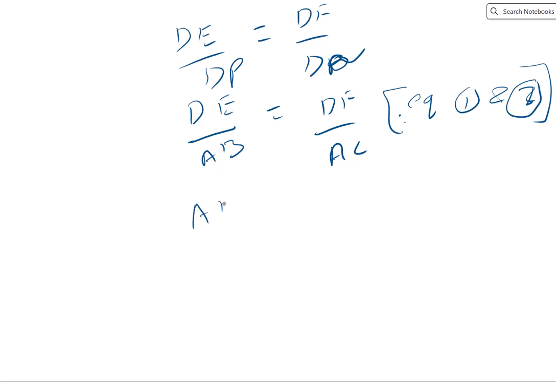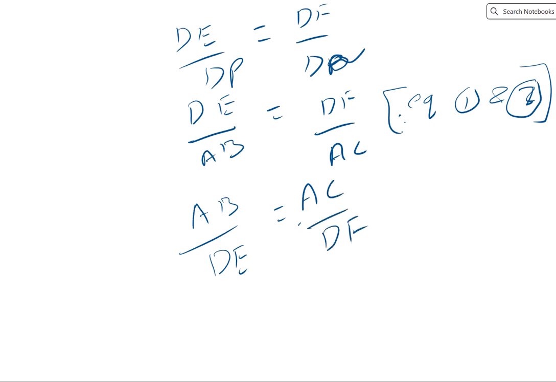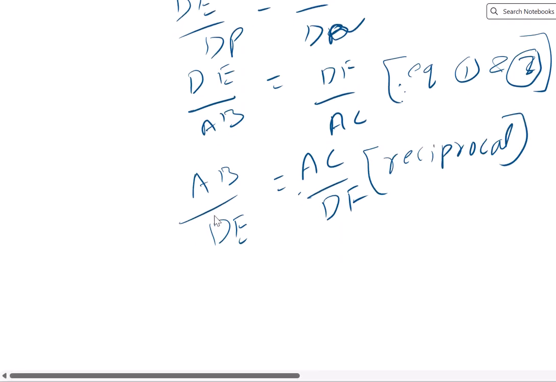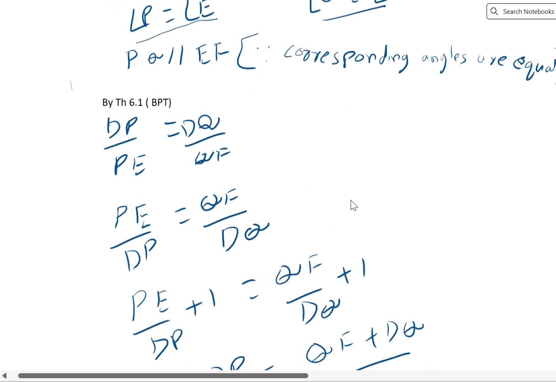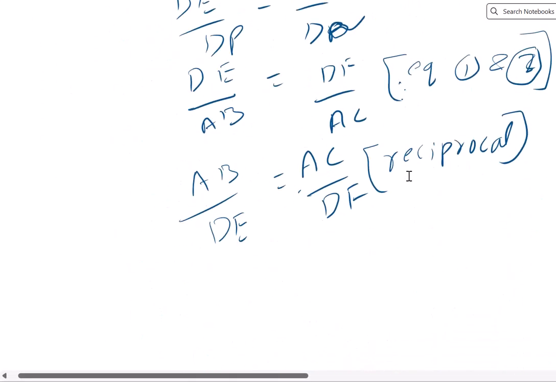Now we are reciprocating: AB upon DE is equal to AC upon DF. Now see what has happened. AB upon DE equals AC upon DF. Let's go back to the line. The ratio of AB and DE is equal to the ratio of AC by DF. Okay, so that is what we have arrived at so far.